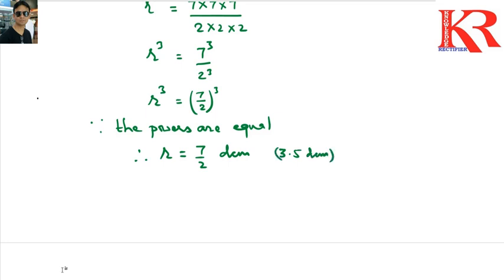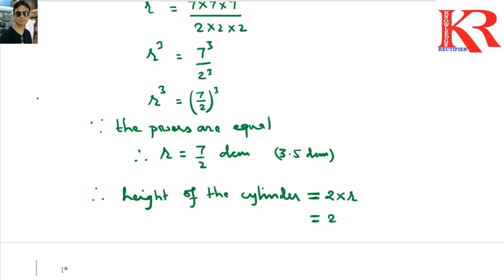But here we do not have to find the radius, we have to find the height of the cylinder. And what is the actual relation between height and radius? In the first case, the height is twice the radius. And the radius came 7/2, so 2 will get cancelled. So what will be the height? The height of the cylinder will be 7 decicentimeter.